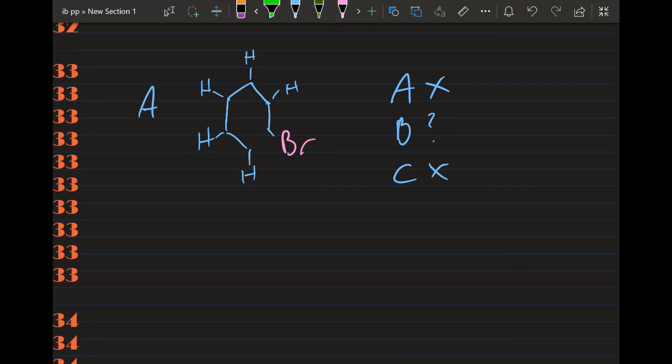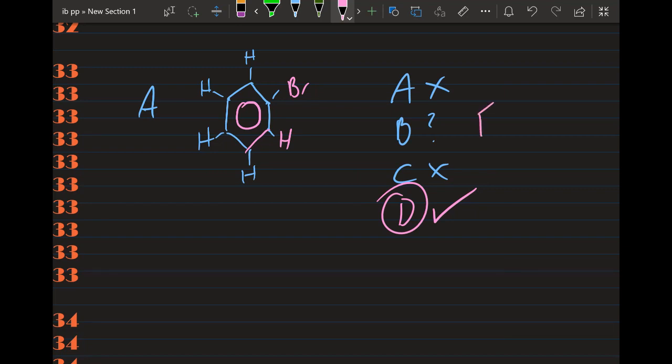Well, if we go back to this original model, the more advanced model with the ring, is it true you can only put bromine in one position? Yeah. So I think the answer is D. And so the IB is assuming that this model is not the one you're using, that you're using this model with the delocalized electrons. Fair enough, it's more accurate.